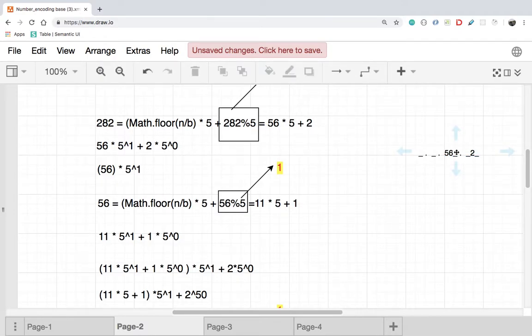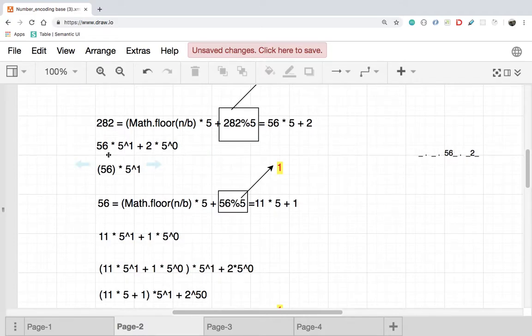Now 56 is a big number for the 5 power 1th position. The number should be between 0 to 4 to satisfy our solution for base 5. If the base was 10, the number should be between 0 and 9. If it was 13, then the number should be between 0 and 9 and A to C. You get the idea. Coming back to our example, 56 is a big number, so let's apply the formula again for 56.